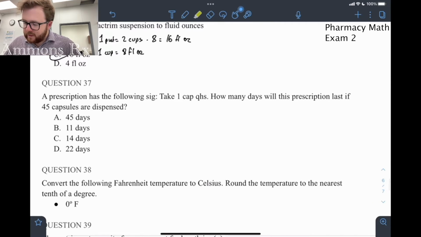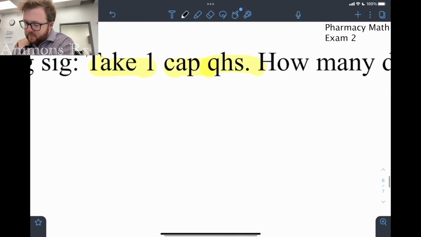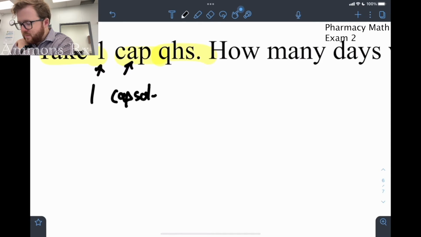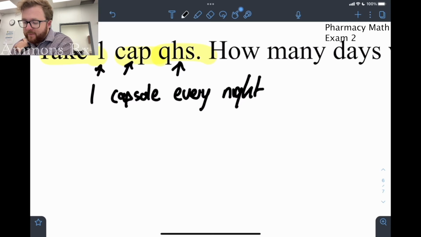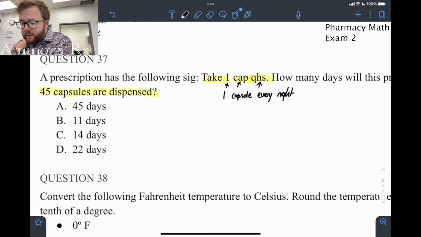A prescription has the following sig. Take 1 cap QHS. How many days will this prescription last if 45 capsules are dispensed? Okay, so we need to ask ourselves, what does that sig mean? So obviously 1 is going to just be 1 capsule. QHS means every night, because HS means hour of sleep or before bed, so you could just say every night. So if we're dispensing 45 and they're taking 1 every night, it's just going to last 45 days.